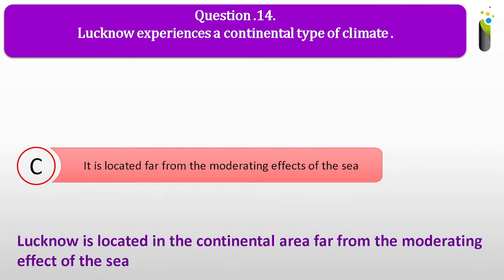And the correct answer for question number 14 is C. Lucknow experiences a continental type of climate as it is located far from the moderating effect of the sea. So the correct answer is C. Kavya, you're correct. Kanak, you went wrong. So keep this in mind. If this question appears in the exam, you should be in a position to answer it.